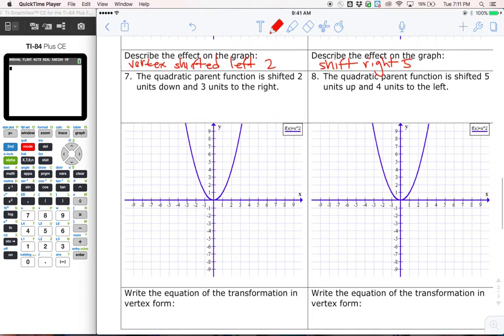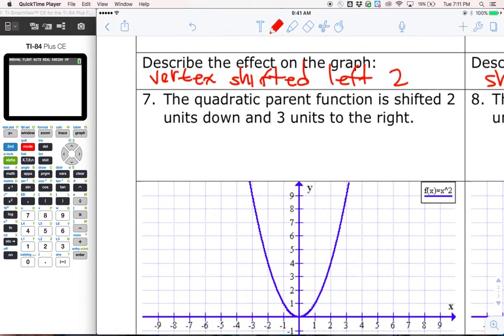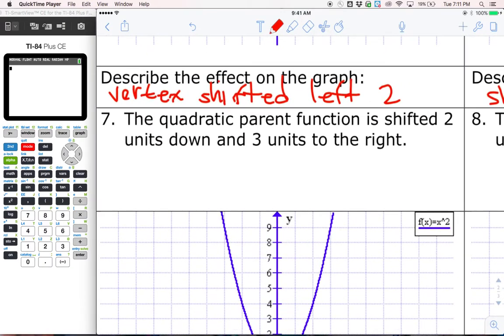So these last two, we are actually going to come up with the equations. So I'm going to look at problem 7 and let's see what we can do here. I'm going to write g of x equals f of x. And I'm kind of giving myself some space right here, right? If I needed it to be skinnier or wider or to flip, I would put a number right here. Well, I need it to shift 2 down and 3 to the right. So it looks like I don't need a number right here at all.